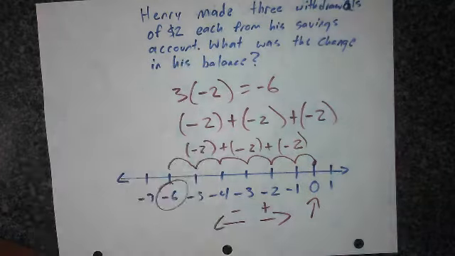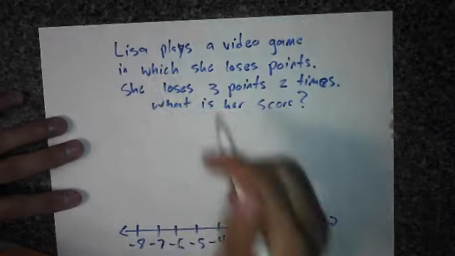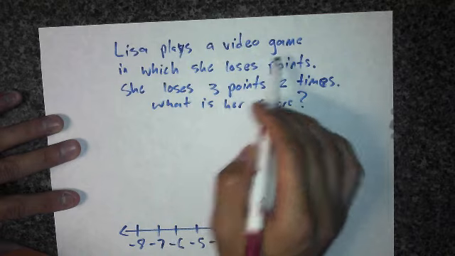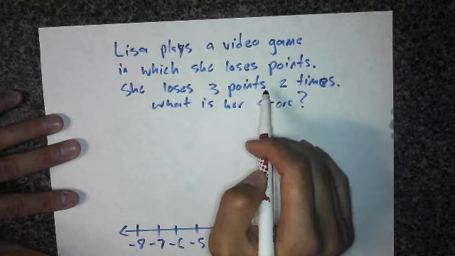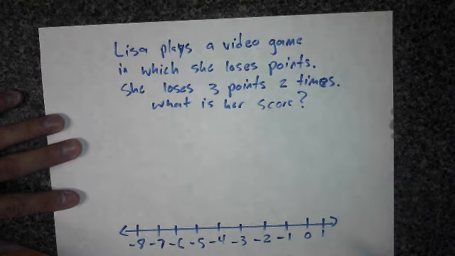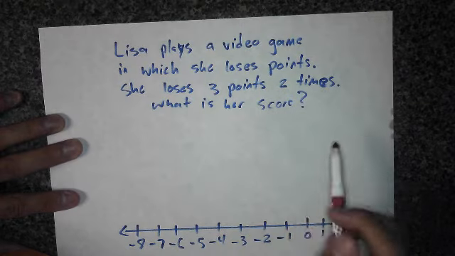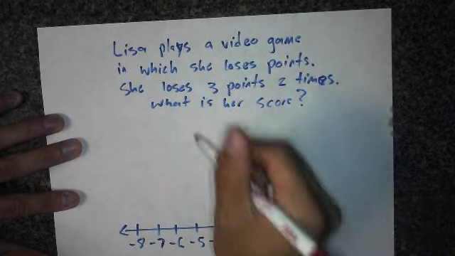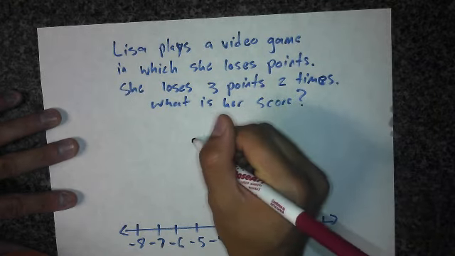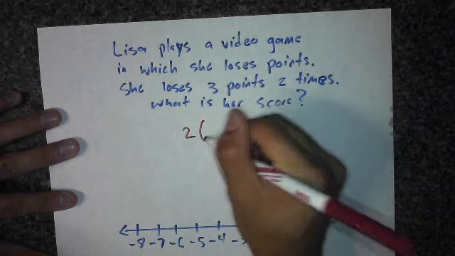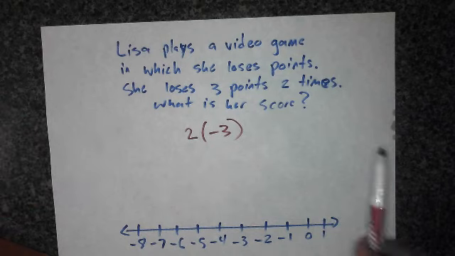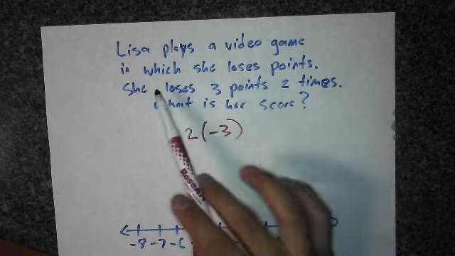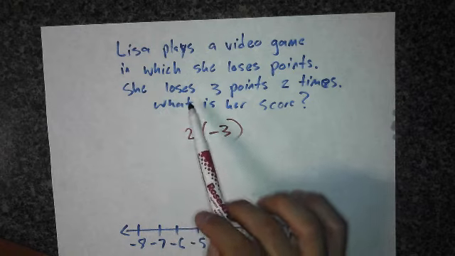Now let me give you another example. One more example says Lisa plays a video game in which she loses points. She loses 3 points 2 times. What is her score? So the way we're going to represent this is by multiplying 2 times negative 3.